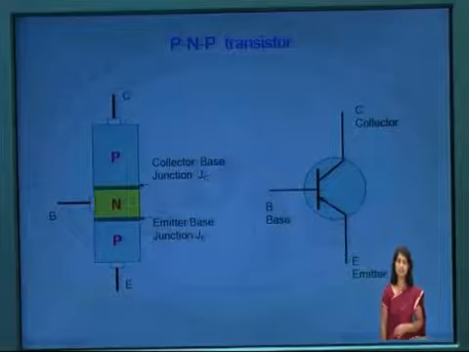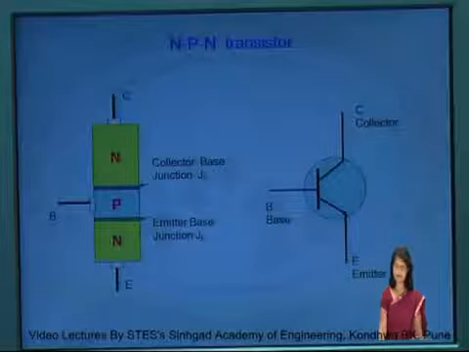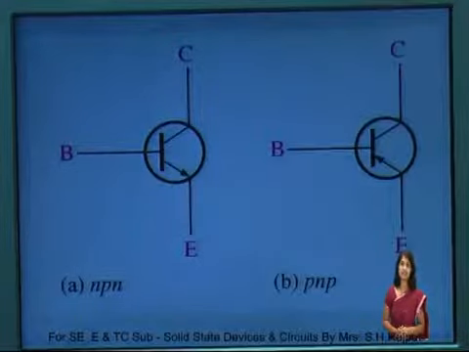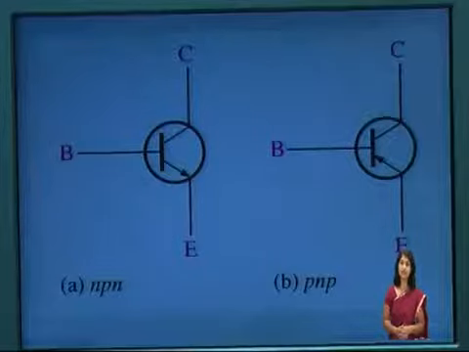These are the symbols of the PNP transistor and the NPN transistor. As per the symbol presentation, there is only one difference in the symbolic presentation. If you observe carefully, NPN and PNP both have three terminals: base, emitter and collector.